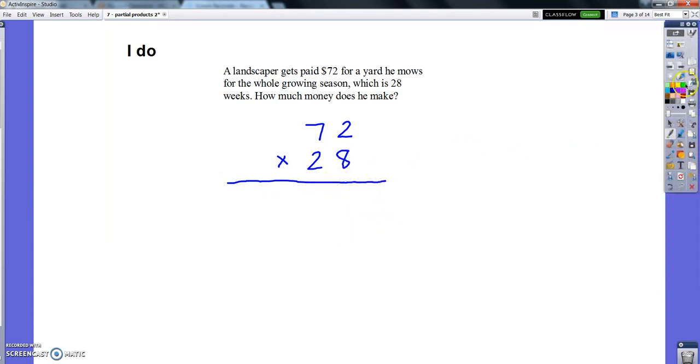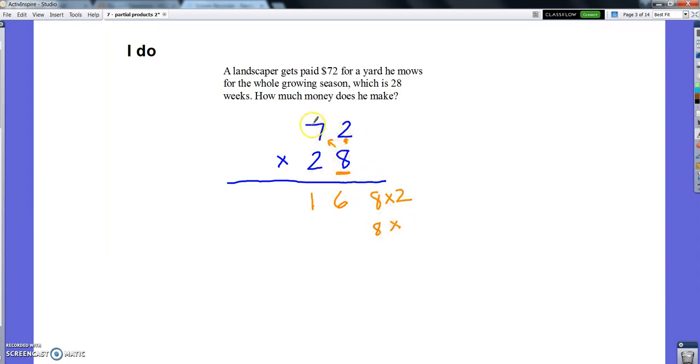So I'm going to start with my 8. I start with my bottom number, and I'm going to multiply my 8 by both numbers in the other factor. So my first partial product is going to be 8 times 2, which is 16, lining everything up. My next partial product is going to be 8 times, not 7 rather, that's in the tens place, but 70. So 8 times 70. 8 times 7 is 56, and then I have a 0 from multiplying by 10, so 560.